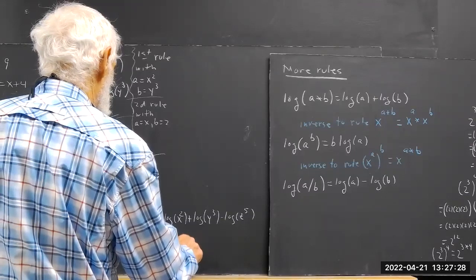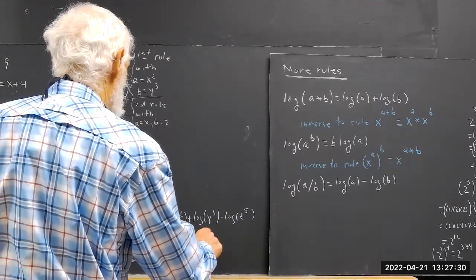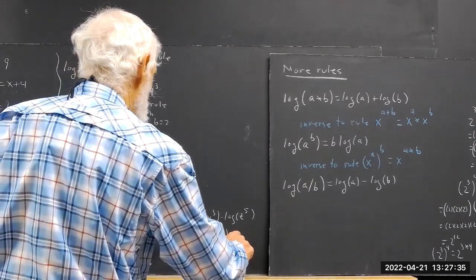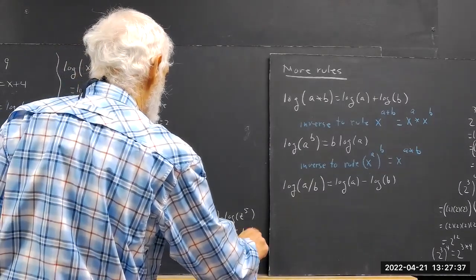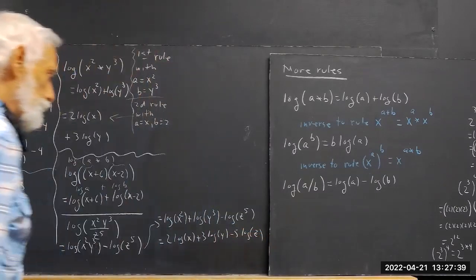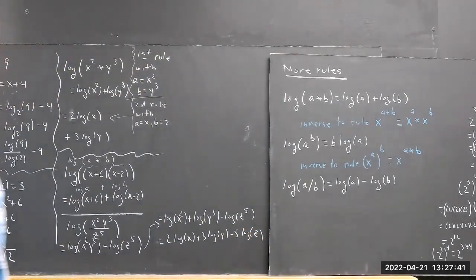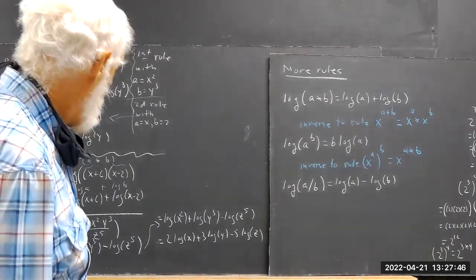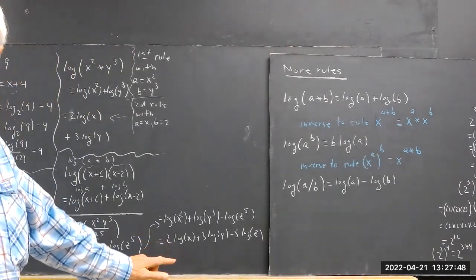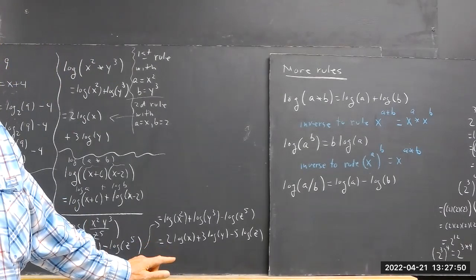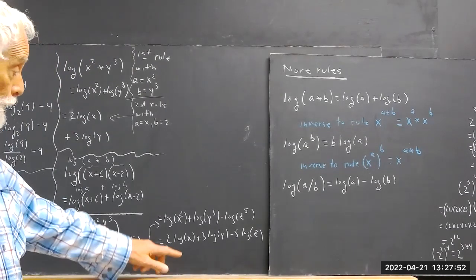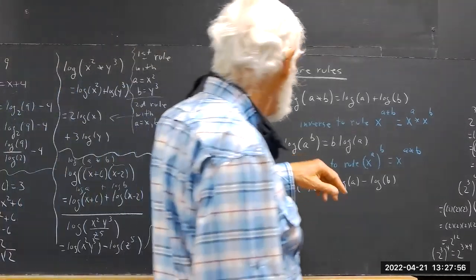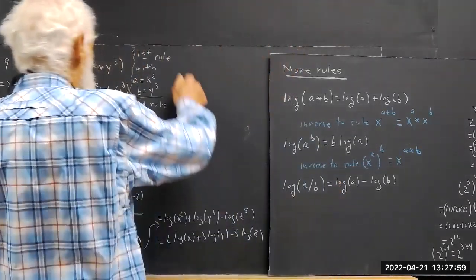So this is then 2 log of x plus 3 log of y minus 5 times the log of z. Okay. Now sometimes this is the form you want, sometimes this is the form you want. Okay. You can write, well, let's just do it. Okay, now try this one.